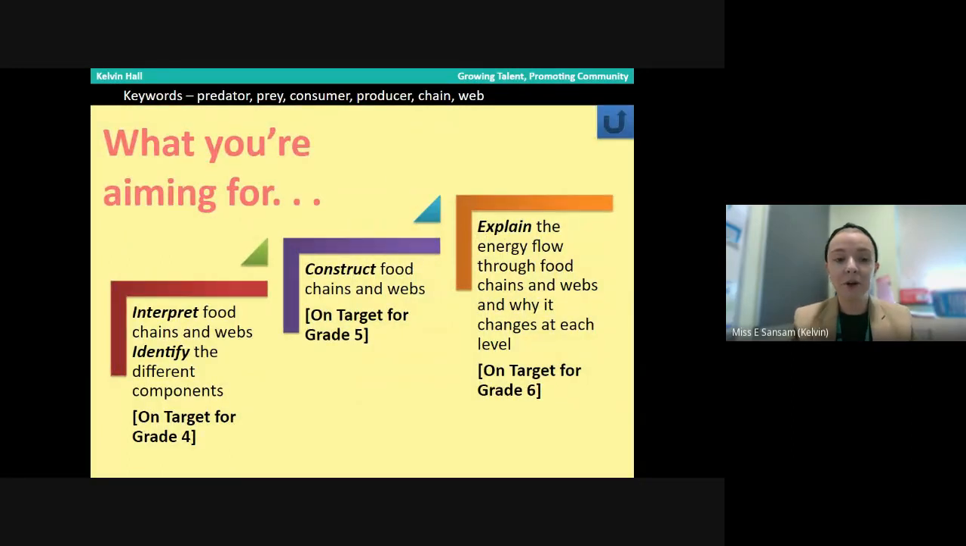What we are aiming for is we are going to be able to interpret food chains and webs and identify the different components of them. We're going to be able to construct food chains and food webs. So basically that means making your own. And we are going to explain the energy flow through food chains and webs and why it changes at each level.